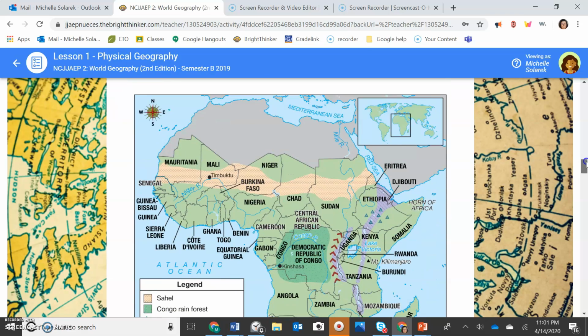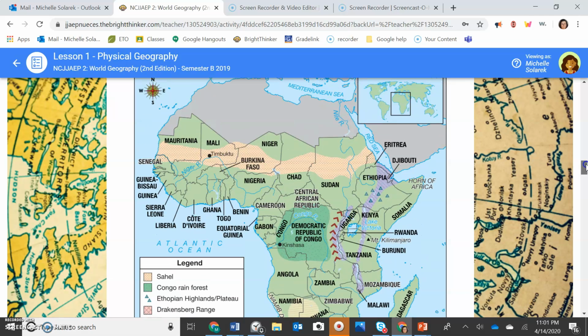Now here's the map we were going to look at. So where is this Sub-Saharan area? So it's below the Sahara Desert. So here's where we're looking at. All of this here is all south of the Sahara Desert. So we're coming down south. And all of these are the countries that make up Africa.